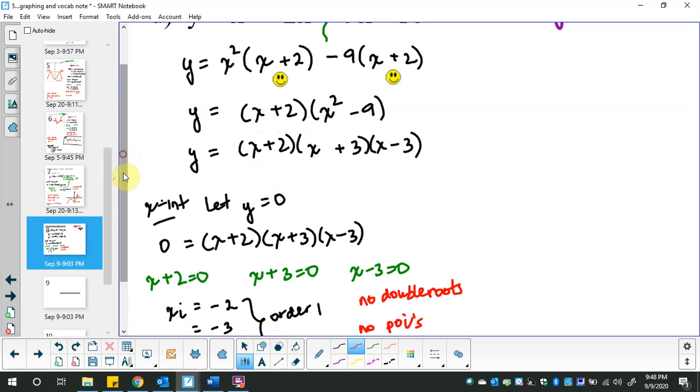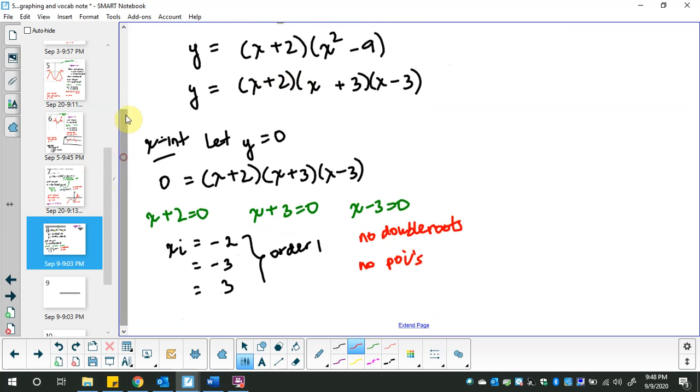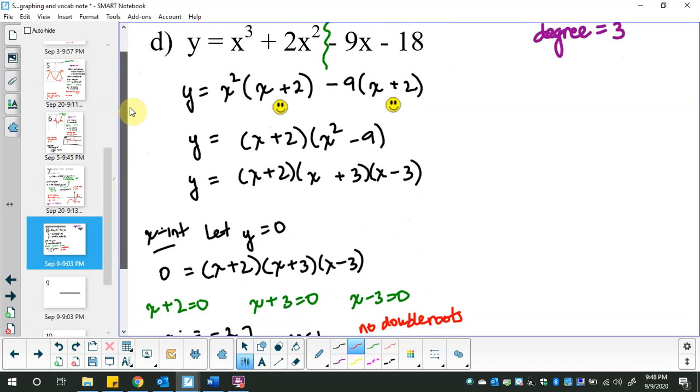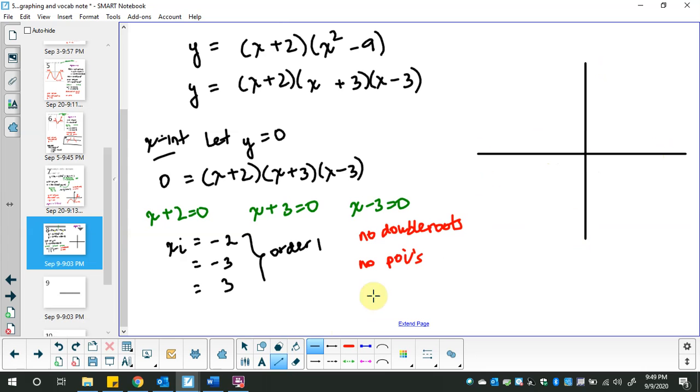Okay, so I don't even remember where I left off. We factored Wayne Gretzky style. Found the x-intercepts. All of them happened only once. No repetitive brackets. That means they're order 1. And that also means there's no double roots and no points of inflection. At any point, so like now, at any point, you can start to draw your graph or sketch.